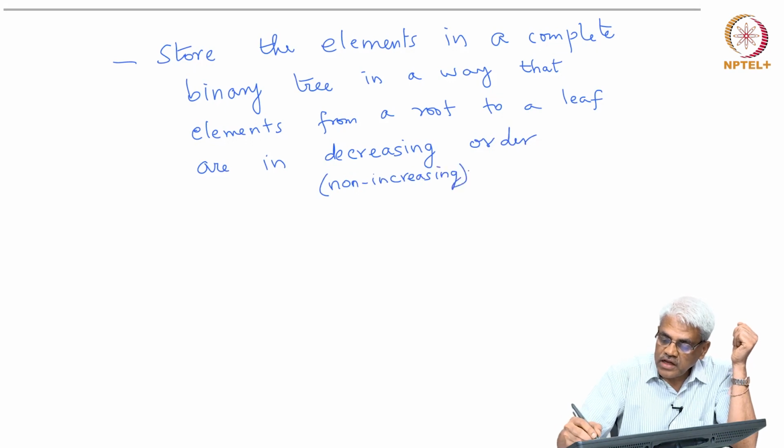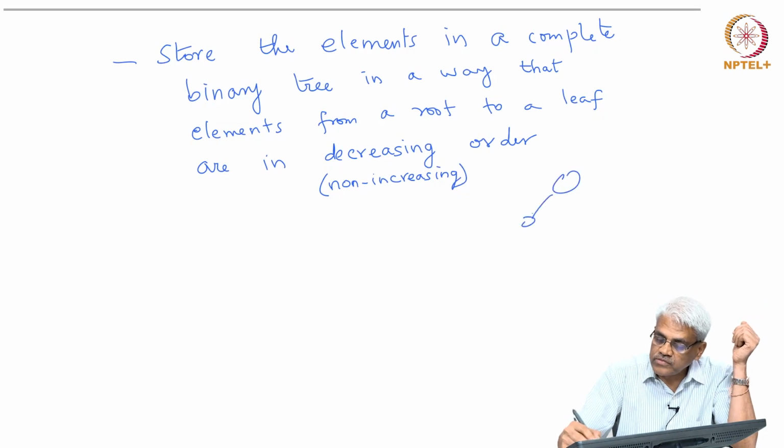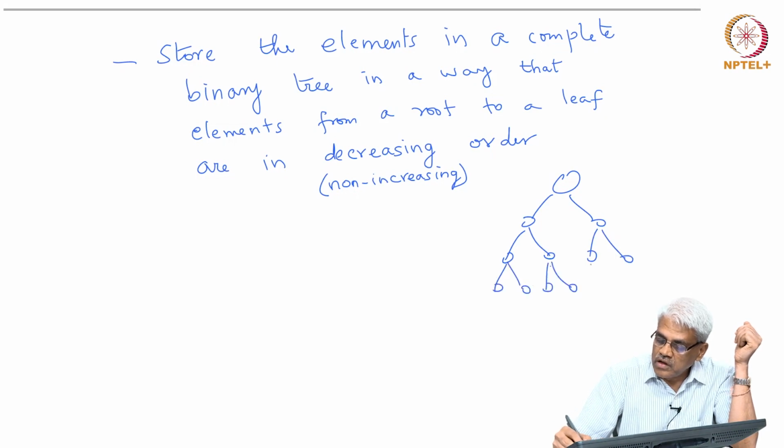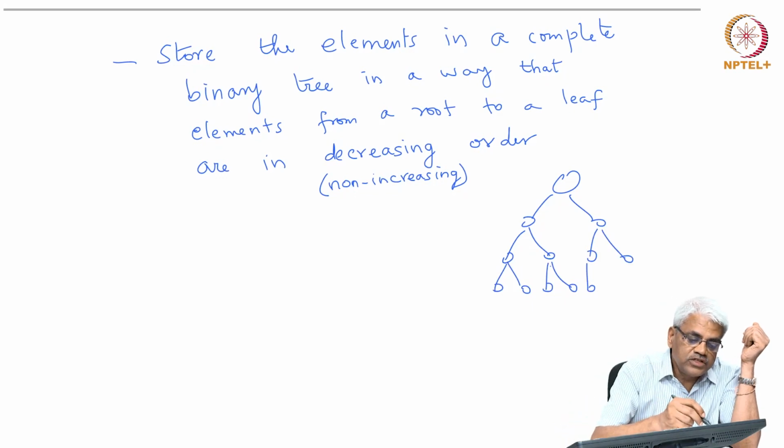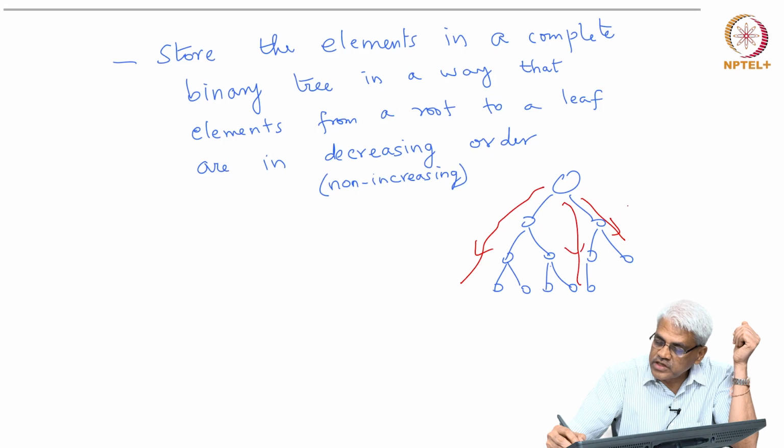What that means is that, first I am going to store it in a complete binary tree, right? Remember, complete binary tree looks like this, something like this. And then I also want to make sure that as you read the elements from root to a leaf, these elements are all in non-increasing order. We will see an example.